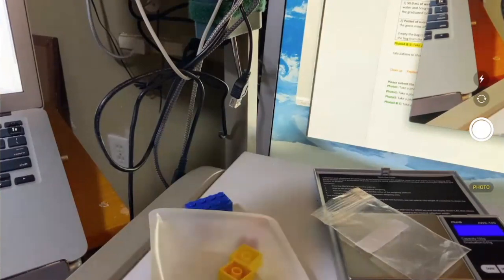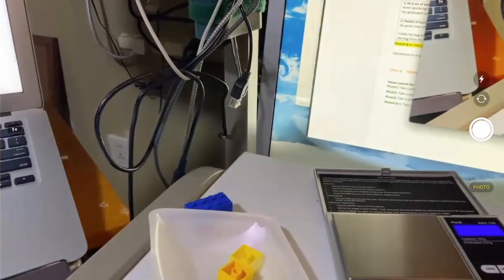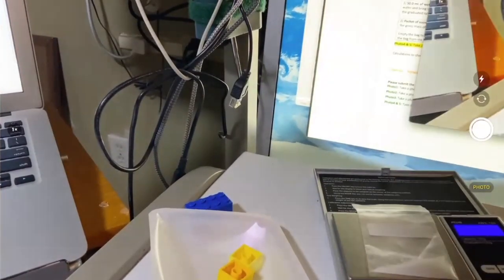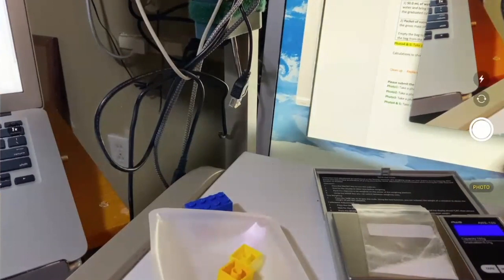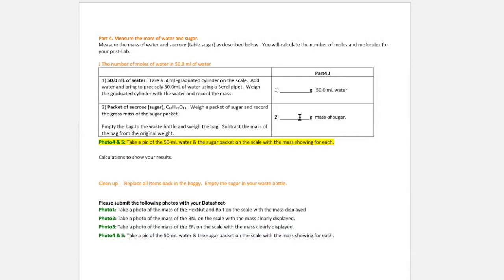Okay, and make sure you use the precision of the scale. So again, you take your sugar, you weigh it, make sure it's 0 in the beginning. You weigh it as a whole, then you empty it out and you weigh the empty container. That difference is the amount of sugar that you had in that packet. And that's what you would put right here. Okay. And after that, then you're pretty much done with the measurement.